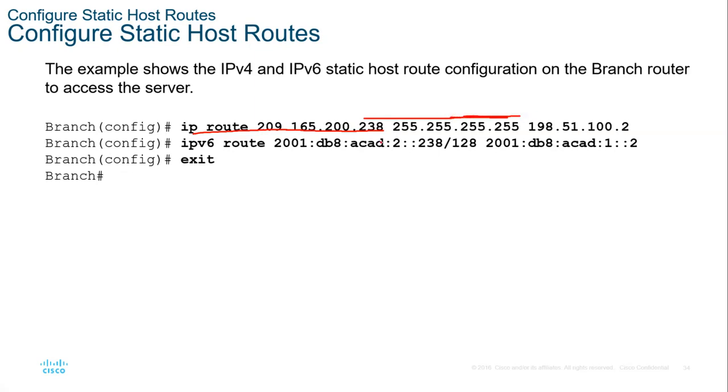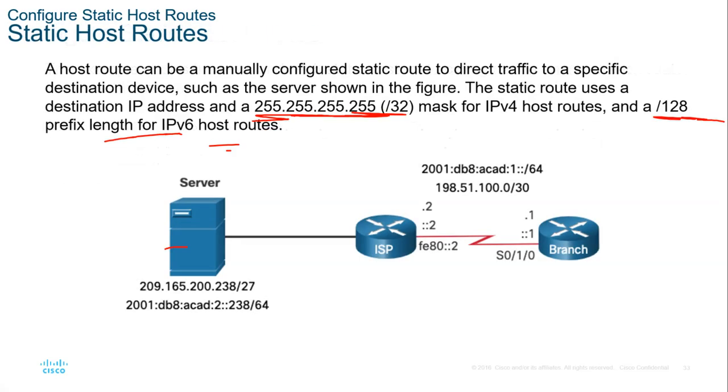Now the static host route is a route that points directly to the destination, not as a network, but the specific destination. What we have here is that you can create a route from the branch, through the service provider, straight to the server.